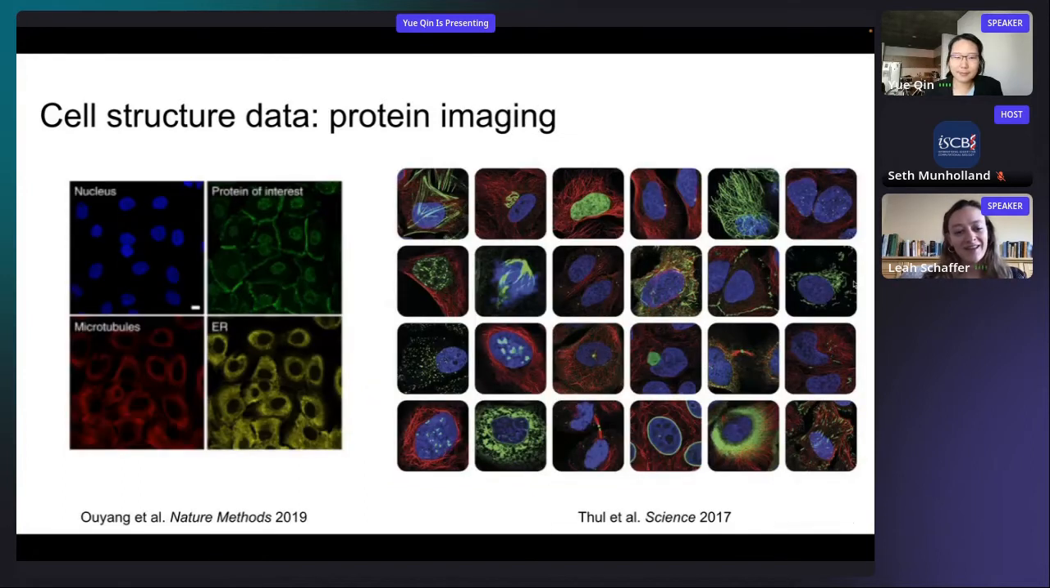And then on the other hand, there's this orthogonal approach of protein imaging data, where a protein of interest will be stained for with an antibody conjugated to a fluorophore. And then other different cellular markers, such as the nucleus or microtubules, can be stained with other fluorophores so that in the final image, you're able to spatially map out where the protein is in the cell relative to these other cellular markers.